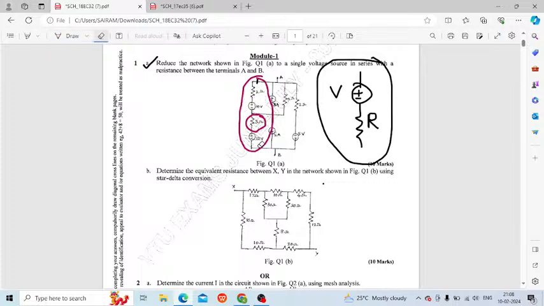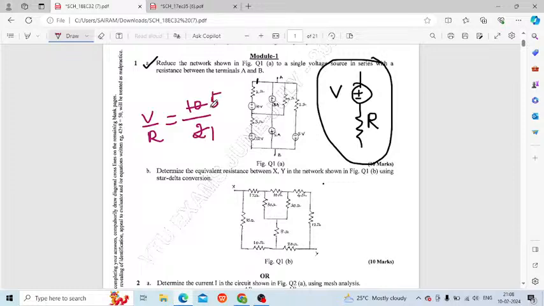If you convert it, you get it as what? If you convert 10 and 2, what do you get? When you convert 10 and 2, I is equal to V by R, which is equal to 10 by 2. 10 by 2, what is it? 2 ones are 2, 2 fives are 10. You get 5 ampere and 2 ohm for this particular one, and for this particular one you get 12 by 3.